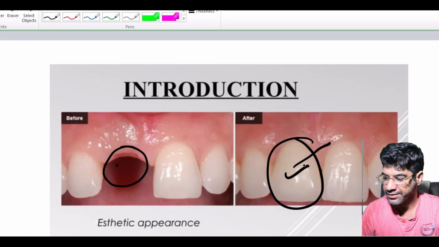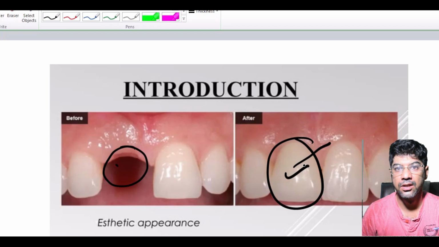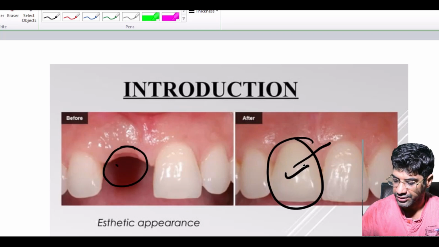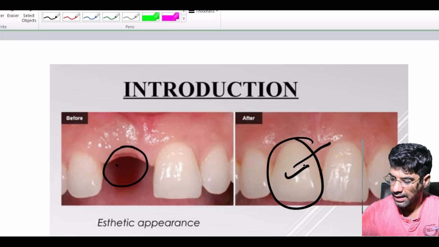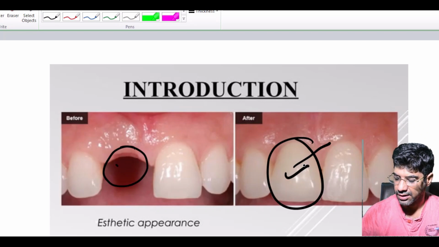Hello everyone. Our today's topic is about the Pontics. So what is a Pontic? It is the part of the FPD that replaces the missing tooth. So suppose this one is the missing tooth and we replace it with the artificial one. So this is the Pontic.